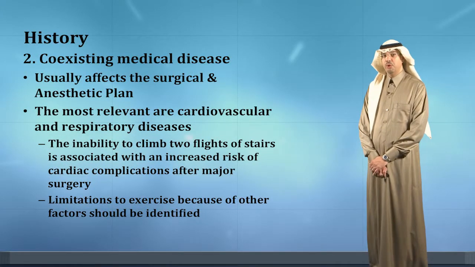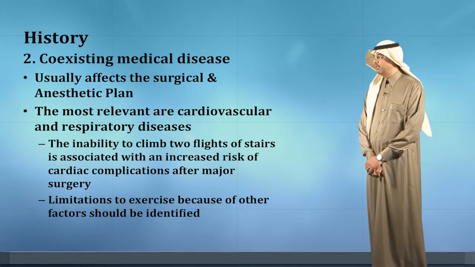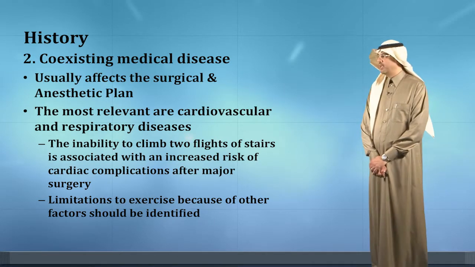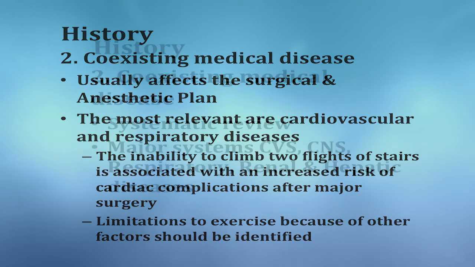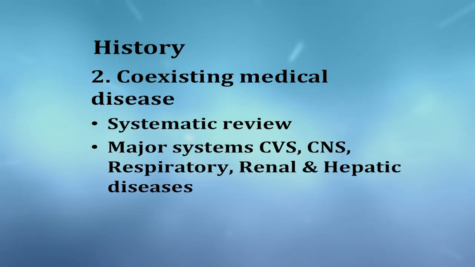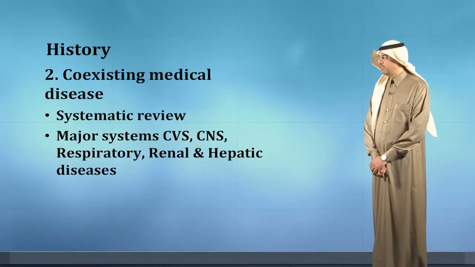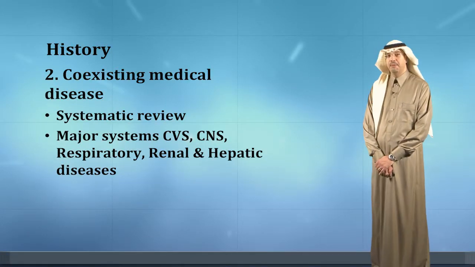The second important point in history taking is to identify the coexisting medical diseases, which usually affect the surgical and anesthetic plan. The most important and relevant evaluation would be for the cardiovascular and respiratory diseases. The inability to climb 2 flights of stairs is an indication of increased risk for cardiac complication after major surgery. The same would be for limitation of exercise. In coexisting medical diseases, we need to do a full systemic evaluation and review and to focus on the central nervous system, cardiovascular system, respiratory system, renal and hepatic diseases.